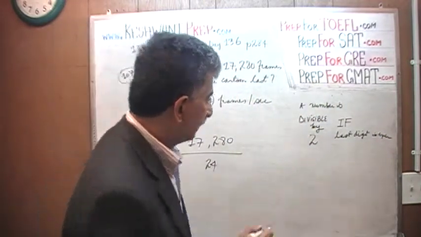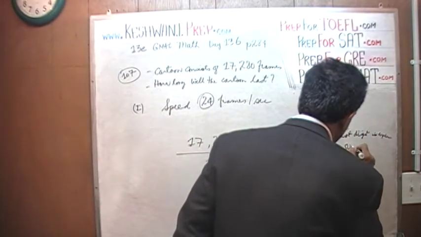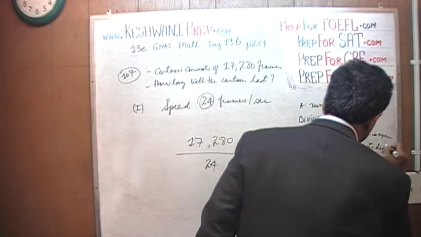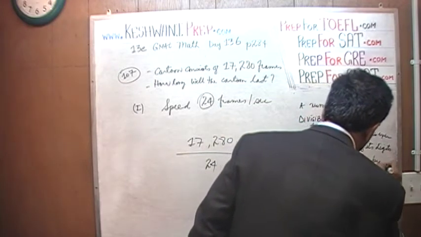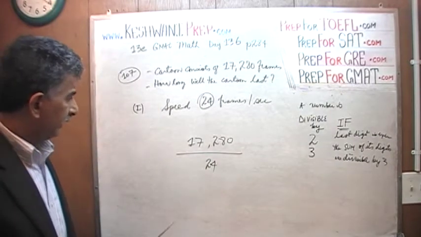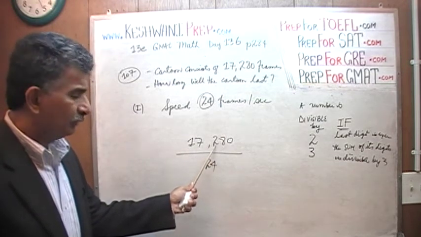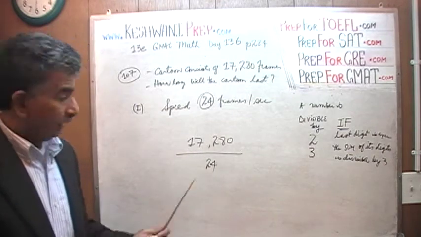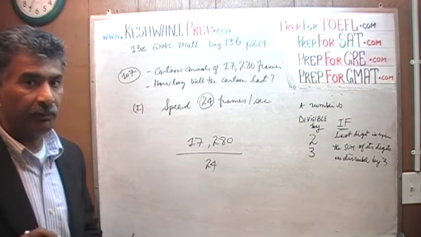A number is divisible by 3 if the sum of its digits is divisible by 3. For example, here 1 plus 7 is 8, 8 plus 8 is 16, 16 plus 2 is 18. Since 18 is divisible by 3, that tells us that this number is divisible by 3. We could actually divide top and bottom by 3 if we wanted to. I'm not going to. I'm going to go a little bit higher so that we have to do less work.